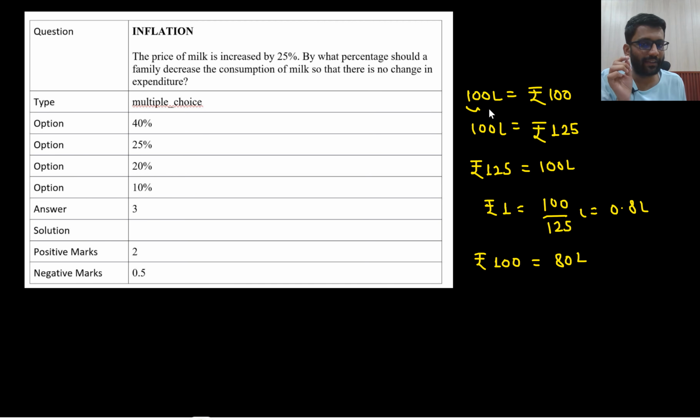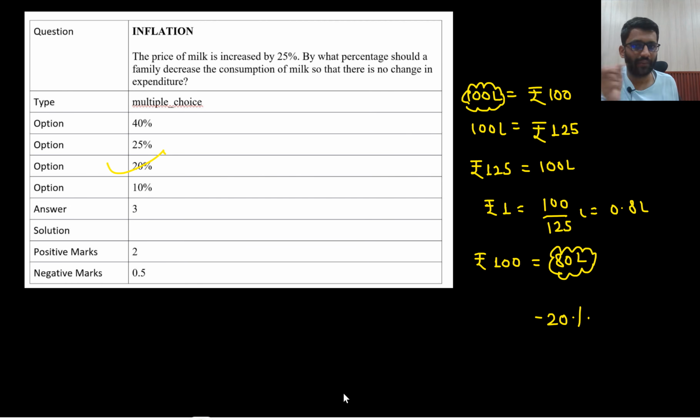So initially they were getting 100 liters. Now they are getting 80 liters. So how much reduction is there? 20%. Initially they were getting 100 liters, now they are getting 80 liters. So they reduced the consumption by 20% so that they have to spend 100 rupees only. What is the answer? This is the answer. Okay, very famous question. These kinds of problems will come in your examination.